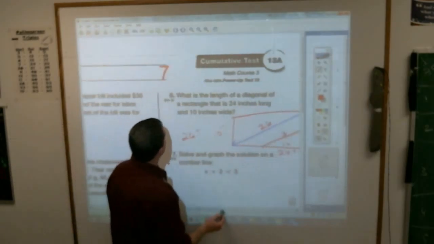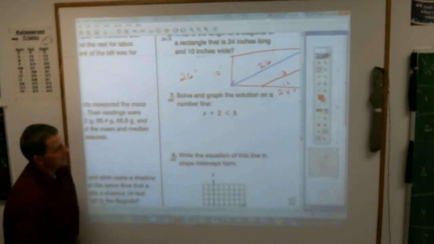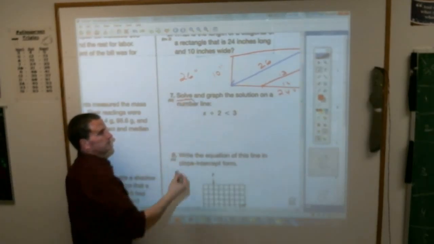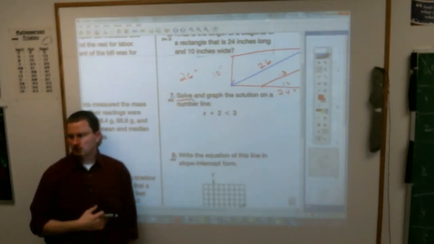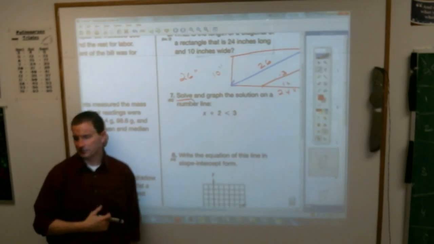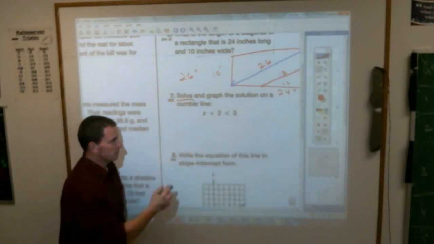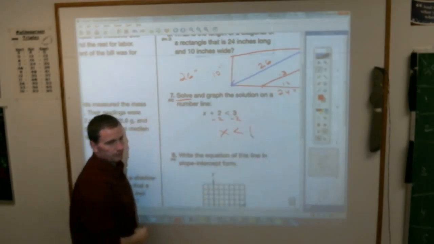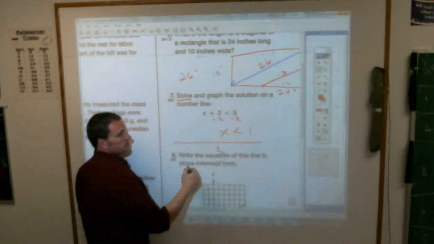Number 7. I mean, we have lots to do. Two parts of that one. First one says to do what, Logan? Solve. Did you get the solving part? No. Well, I wasn't here for that. You would have been here for this because this is nothing new. This is just like an equation. How do you solve this equation? How do I get x by itself? I'm going to subtract 2. So x is now less than 1. It's solved. And then how do I graph that? Here at the number 1, open or closed circle?